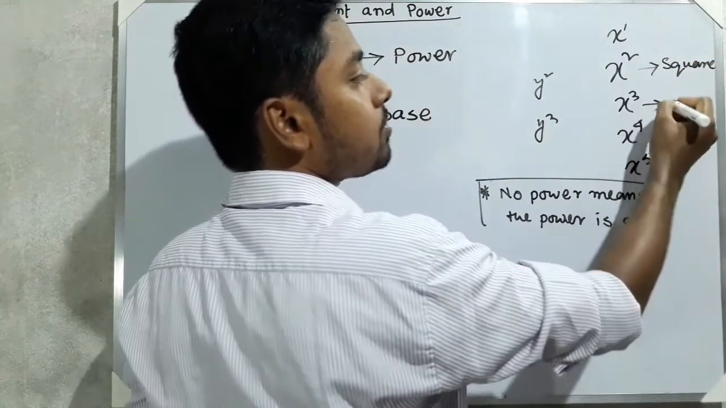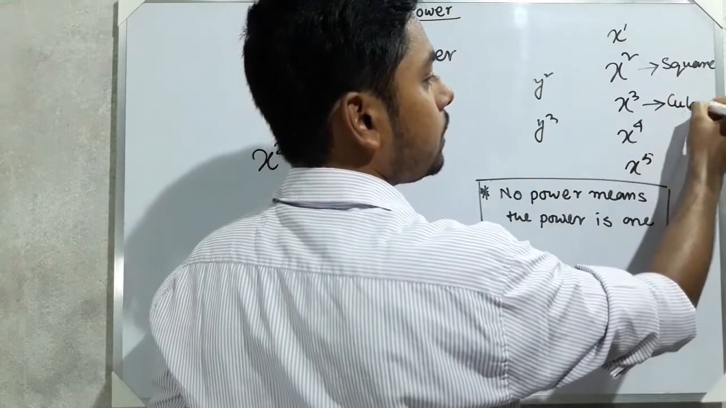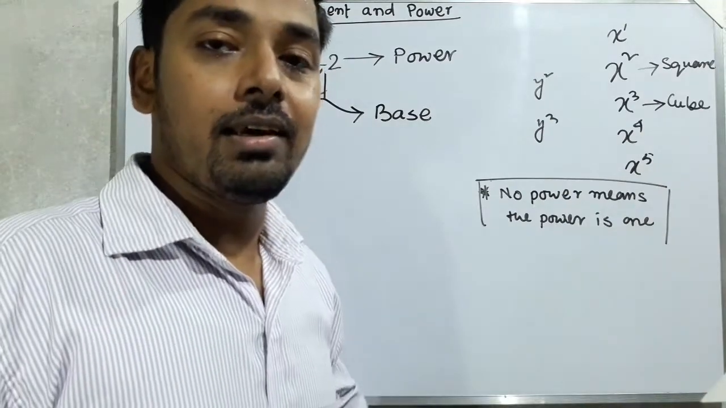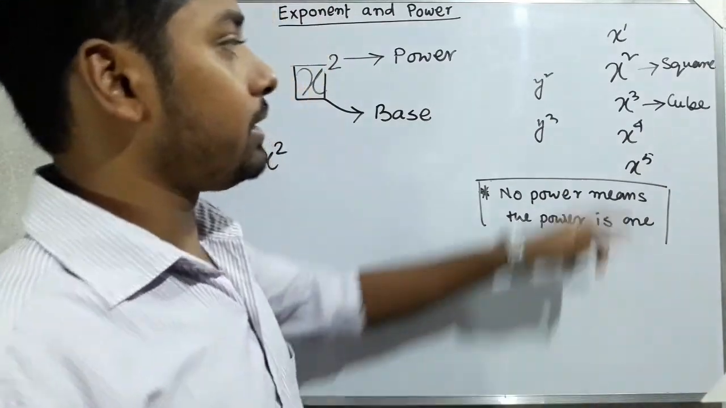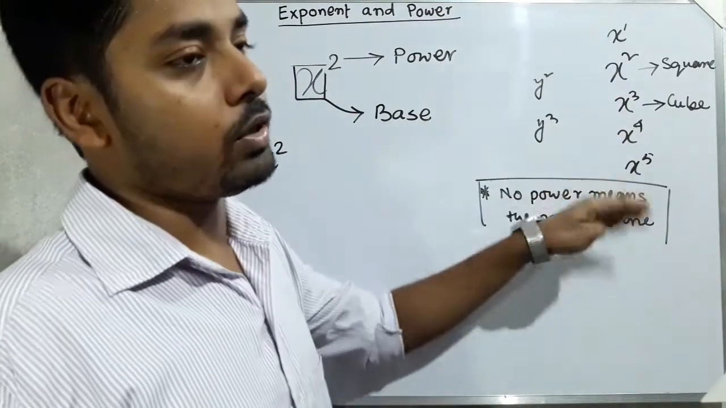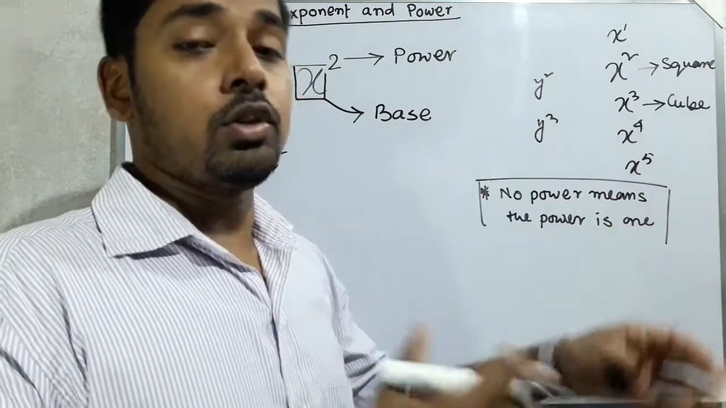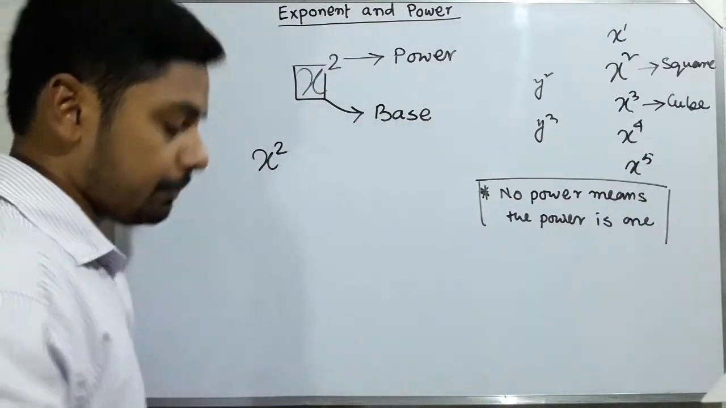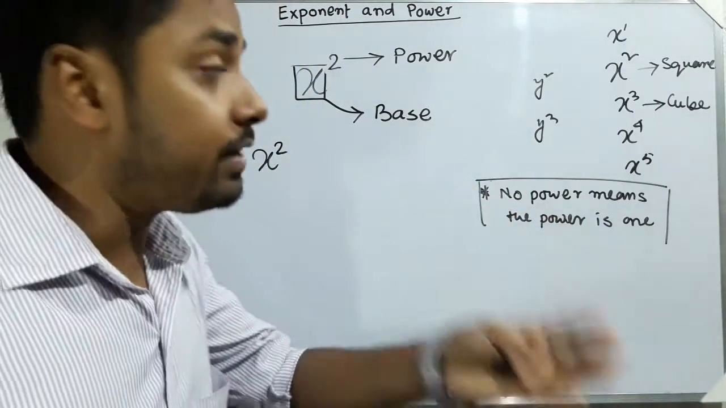And when the power is 3, then you can call it cube also. But whenever the power is 4, 5, 6, 7, 8, whatever it is, other than 2 and 3, you have to say it as it is. That means x to the power 4, y to the power 4, z to the power 4, x to the power 5, x to the power 6, as it is you have to say. Okay, these are the ways to read these numbers.